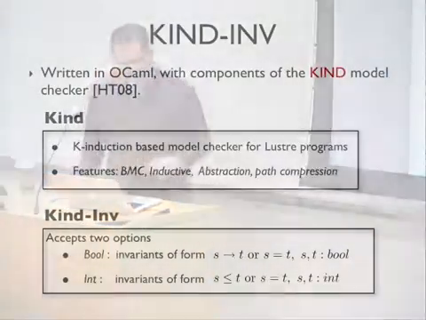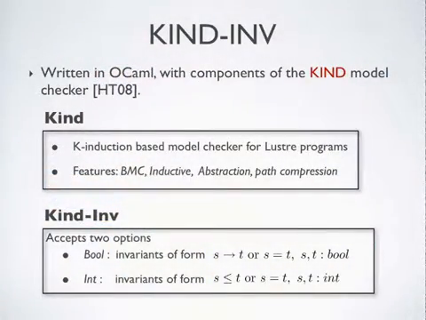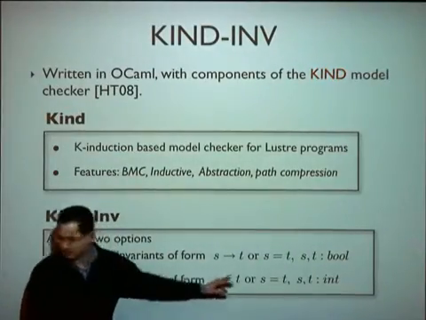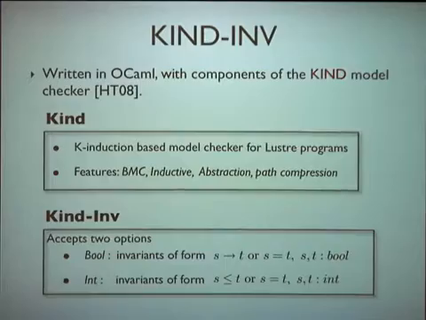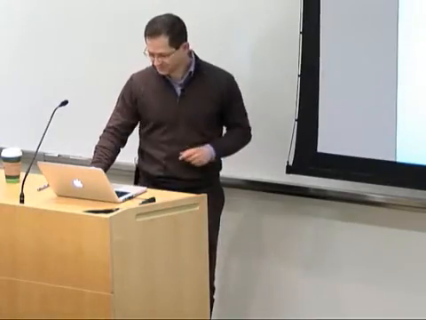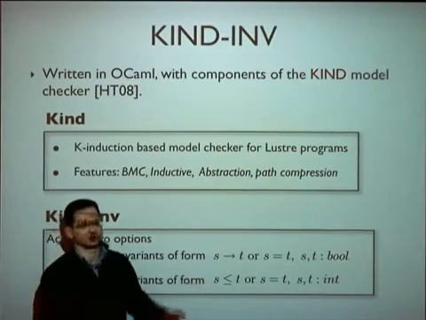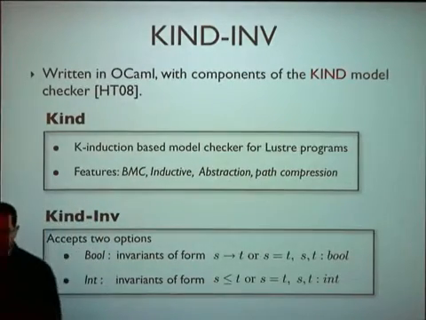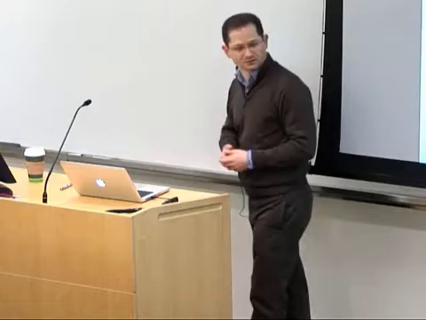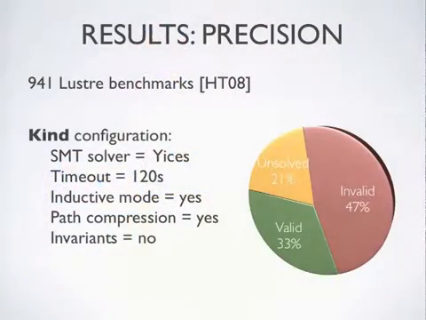We produce invariants of this form, where these are Boolean Lustre terms, or of this form, where these are arithmetic Lustre terms. Notice that since we look at conjunctions of these invariants, double implication is effectively equivalence, so we discover equivalences between streams or even arithmetic equalities.